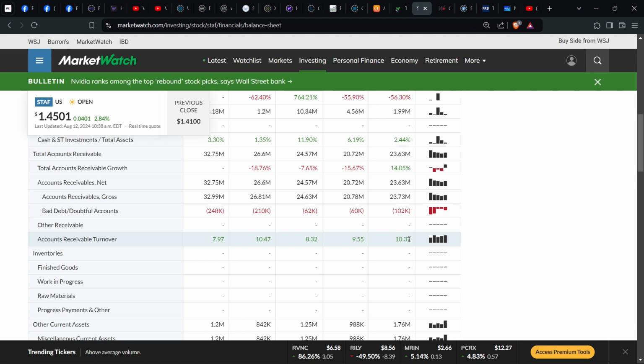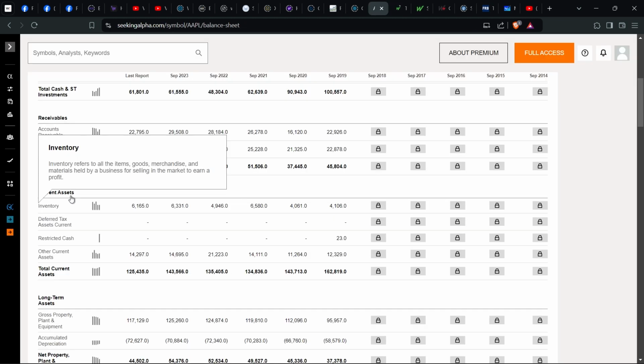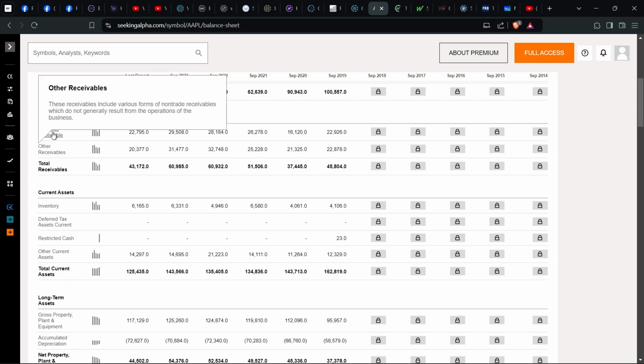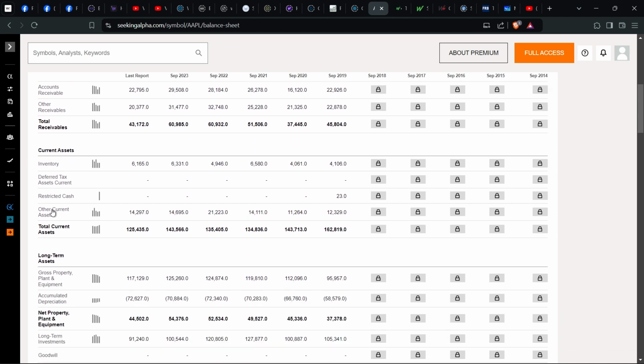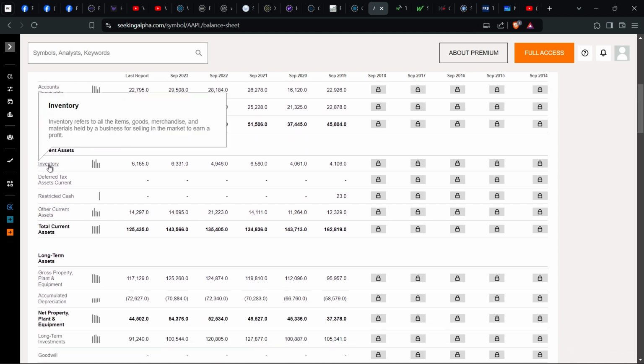Now let's move on. Inventory. We talked about the receivables, the current assets and the cash. Now we are talking about inventory. Inventory refers to all items, goods, merchandise, and materials held by a business for selling in the market to earn a profit. So inventory is the raw materials, the goods, the merchandise, the materials that are supposed to be sold by a business within a year.